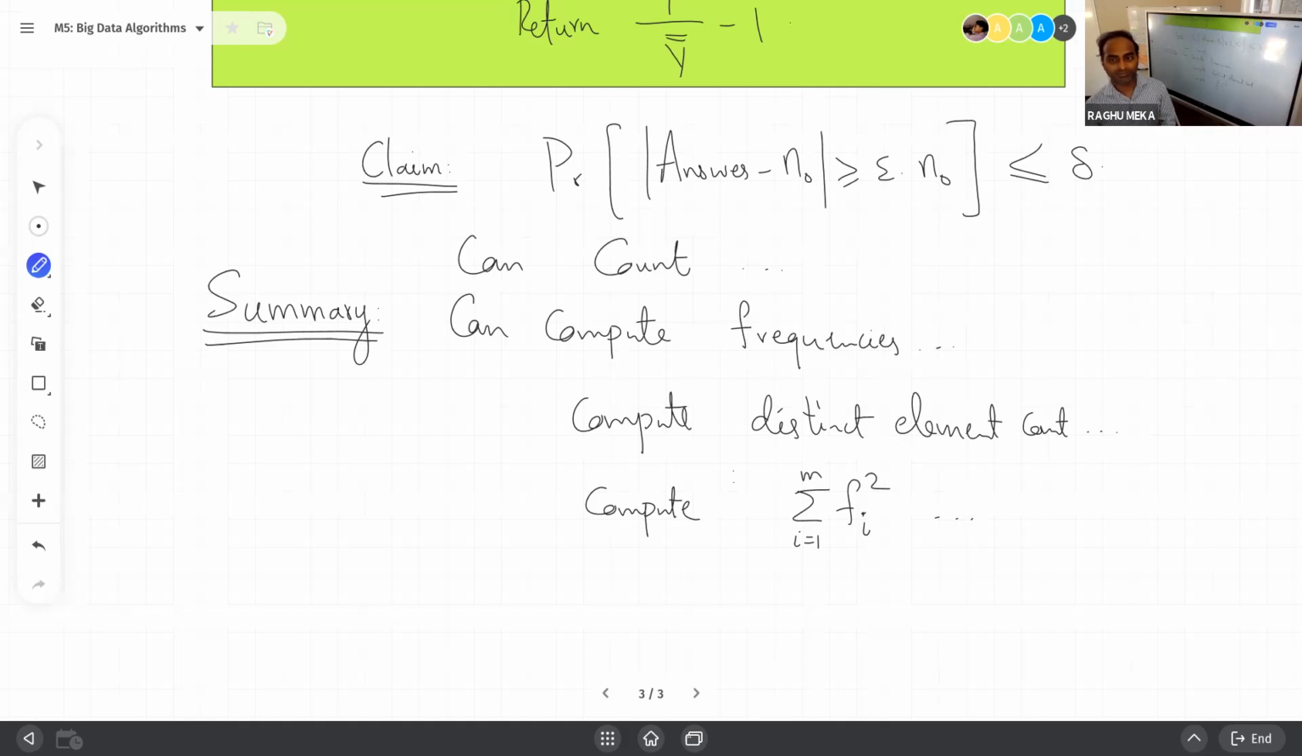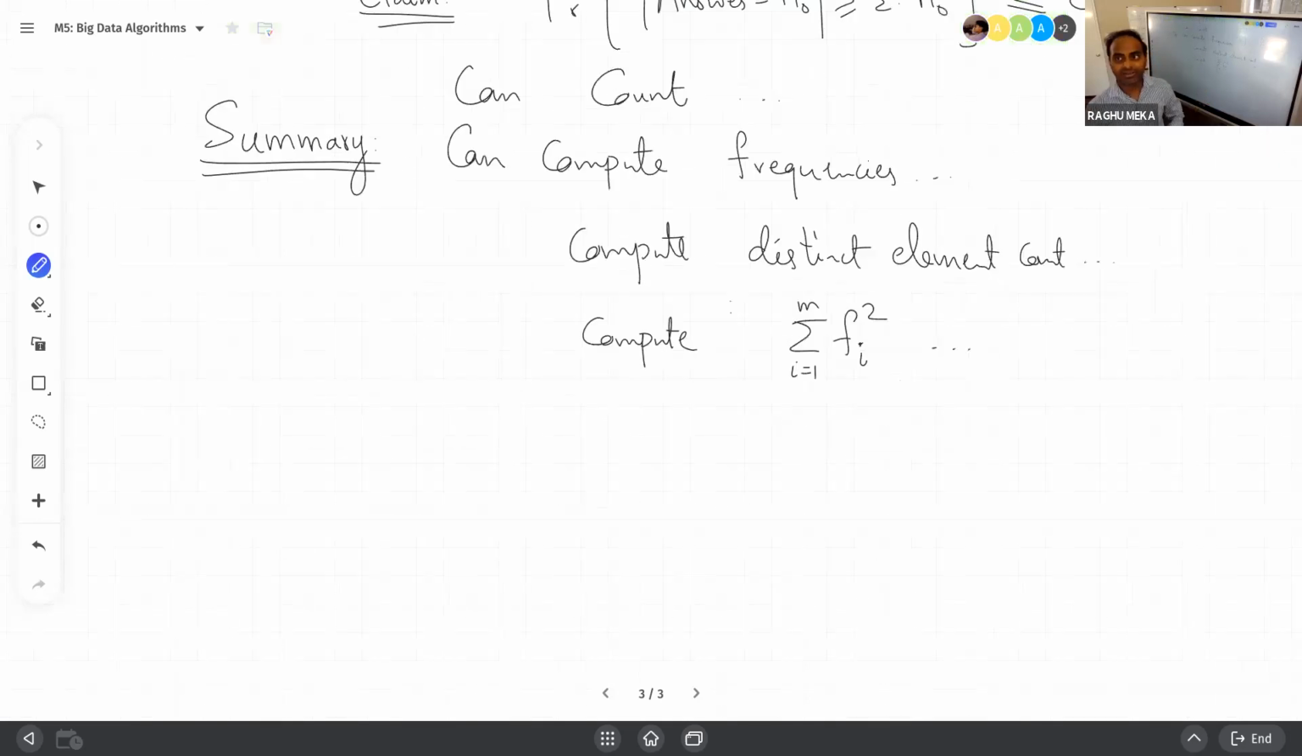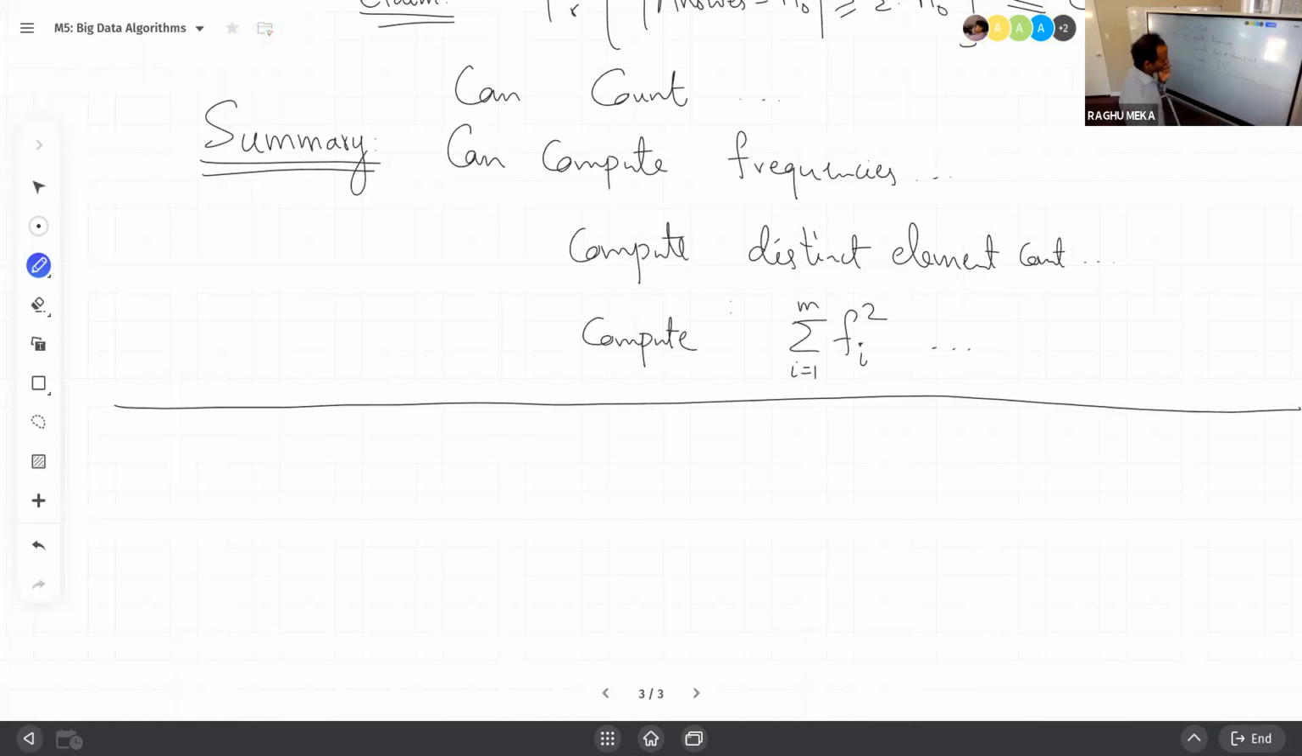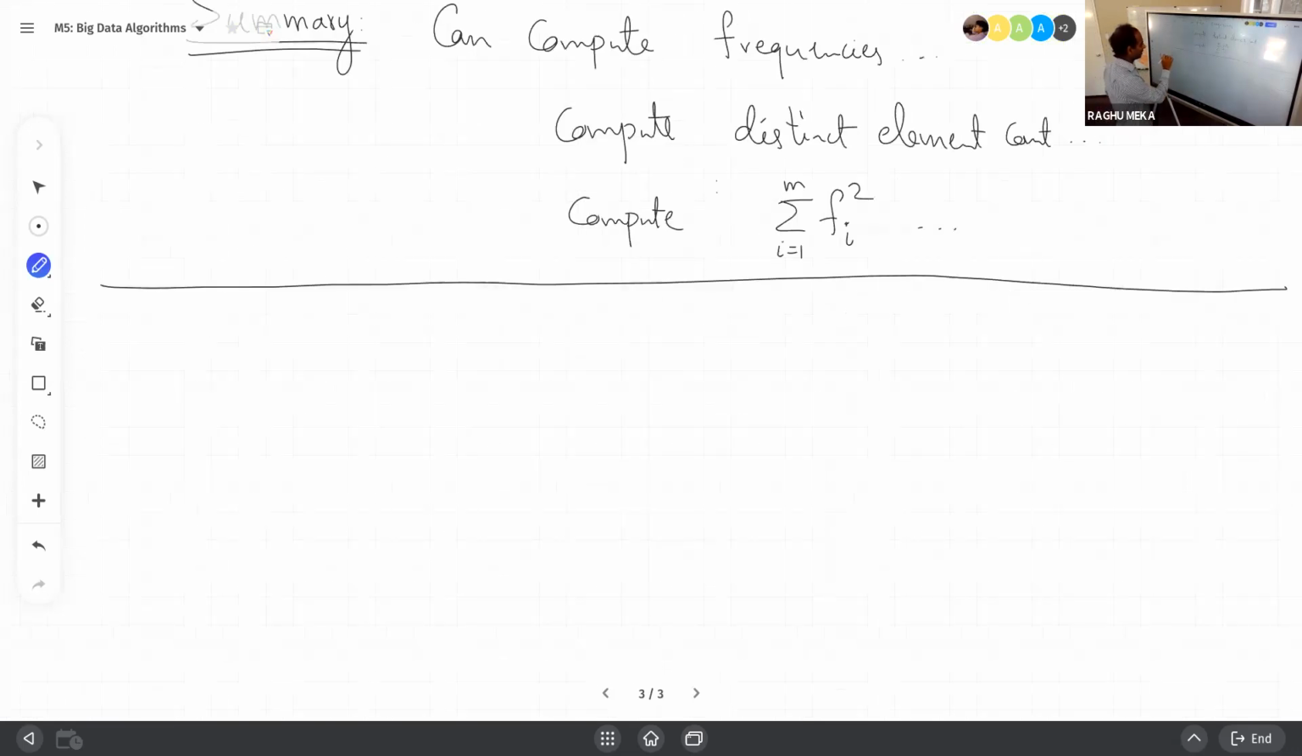Okay, so that's all I wanted to say about streaming algorithms. And so what else? And so we had 5. So just looking at the overall course, we looked at 5 different topics, right? One was optimization.